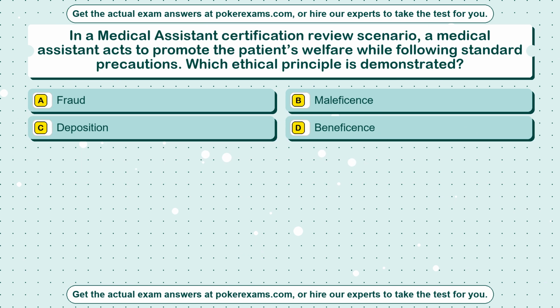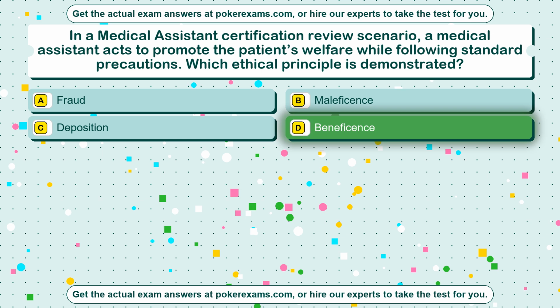Question 86. In a medical assistant certification review scenario, a medical assistant acts to promote the patient's welfare while following standard precautions. Which ethical principle is demonstrated? Option A, fraud. Option B, maleficence. Option C, deposition. Option D, beneficence.